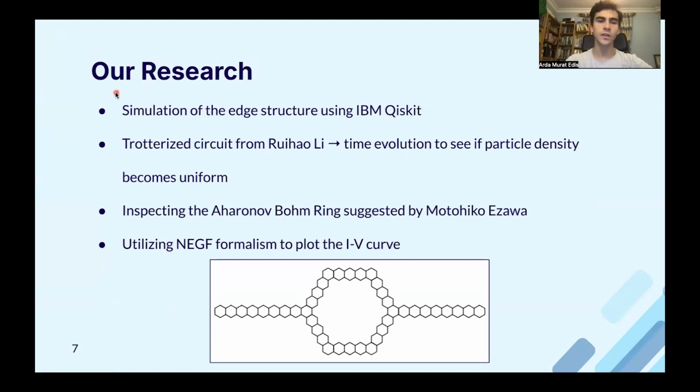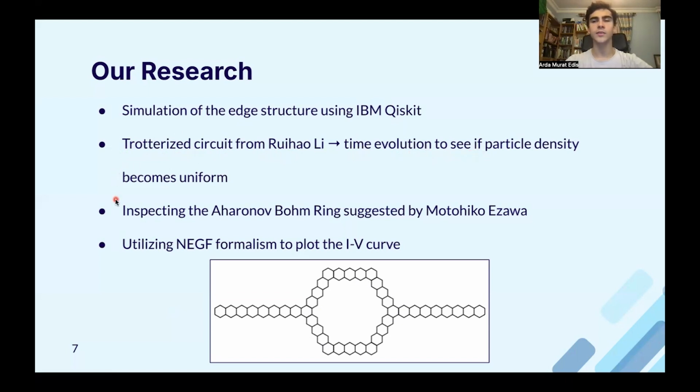In our research, we aim to simulate the edge structures of graphene nanoribbons using IBM's quantum computing platform Qiskit. There, we utilize the trotterized quantum circuit from Ruihao Lee's research in order to evolve the system through time to see if it evolves into a state of uniform particle density or not.